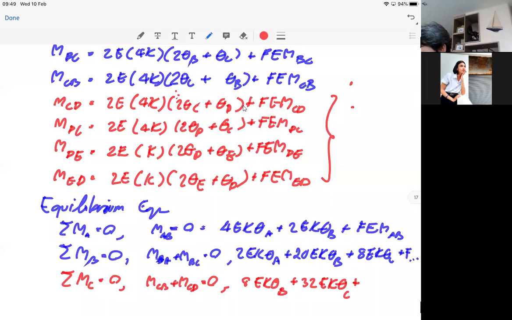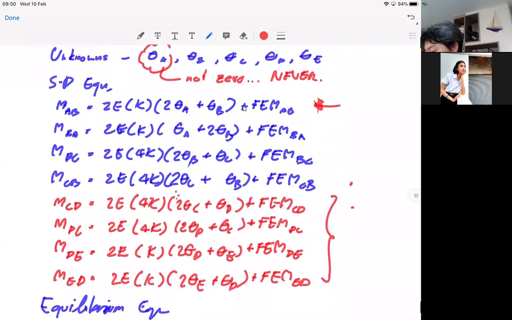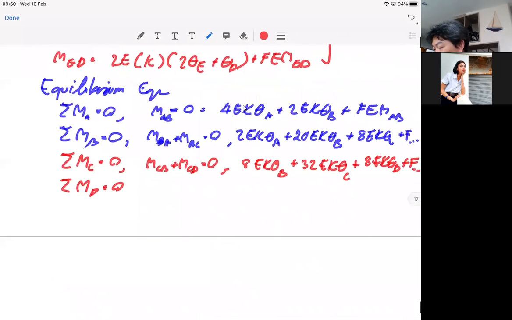And then we have ζD now. ζD, that's 8EKζD and plus fixed end moment. Okay, so you see it's a lot of work, and then sigma MD equal to 0. Yeah, and sigma MD equal to 0. I'm not going to write that anymore, but it should be a mirror of this equation, and then sigma ME equal to 0, which is a mirror of sigma MA equal to 0. Okay, so now you get ME.